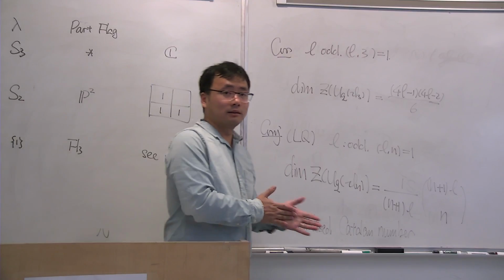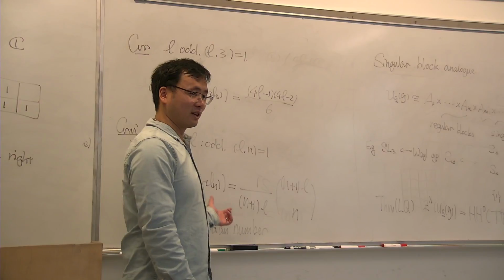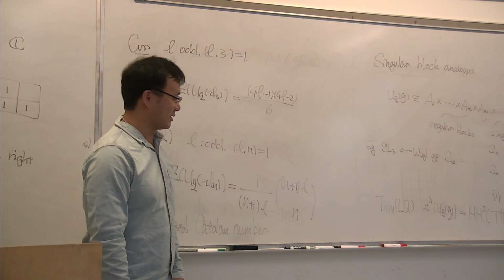Questions for Chief? So this l comes from counting the number of blocks. Yeah, the number of blocks is also a very nice, interesting Catalan combinatorics. It's also given by some Catalan numbers.